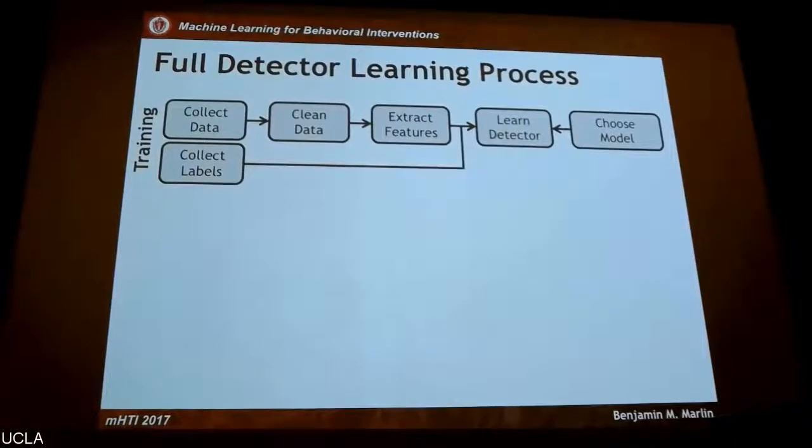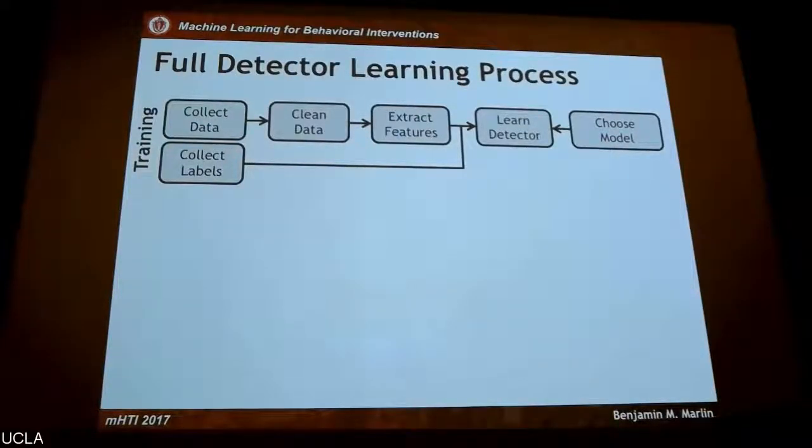So once you have all these components specified, you're going to learn your detection model. That means you take your cleaned, screened, feature extracted data, you pair it up with your labels that you collected, and you go through this detector learning process where you try to optimize your choice of model from your model class to get your individual detector. And then you're done, right?